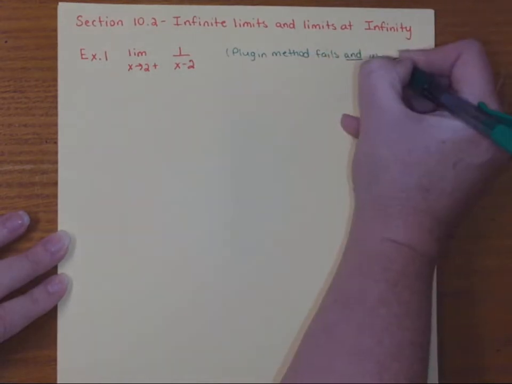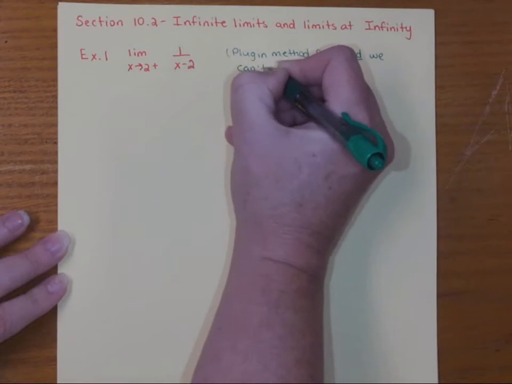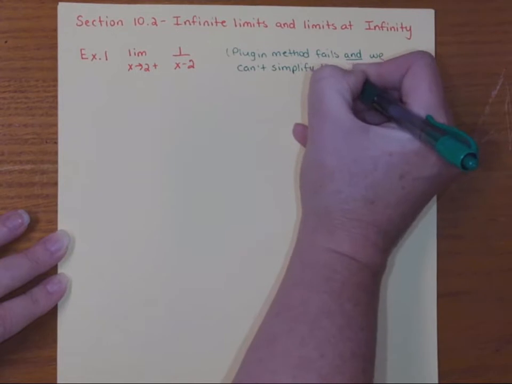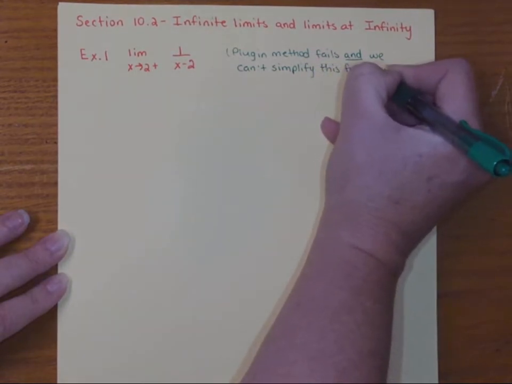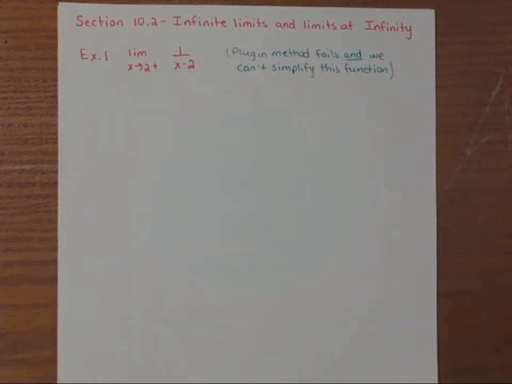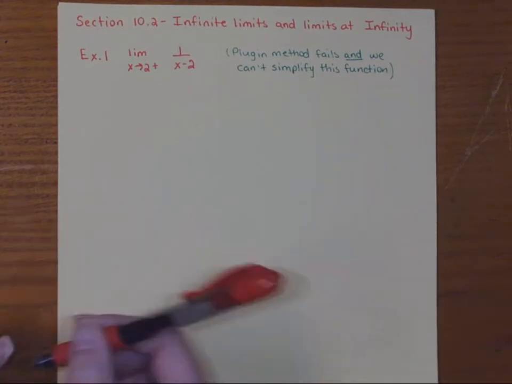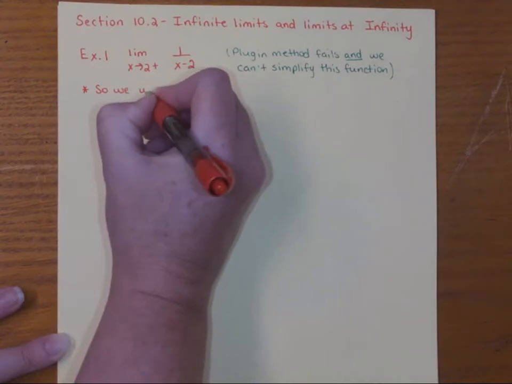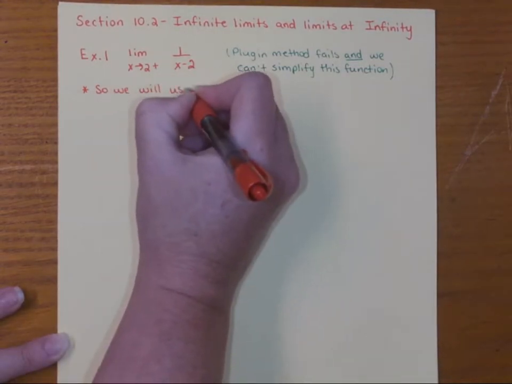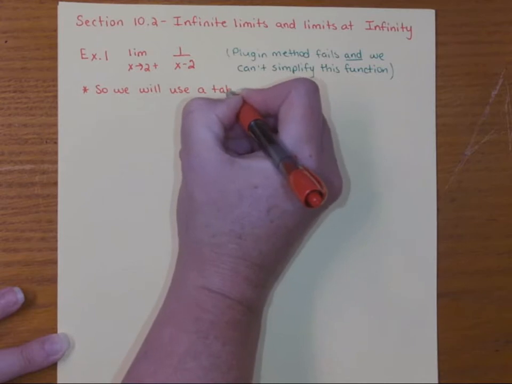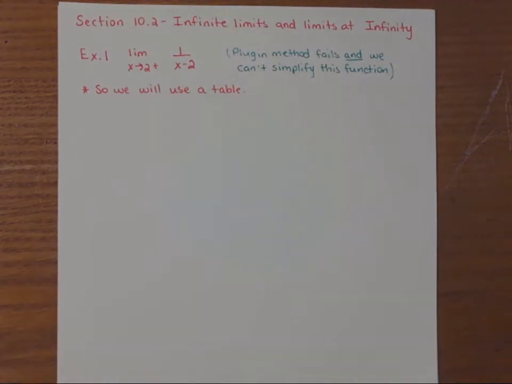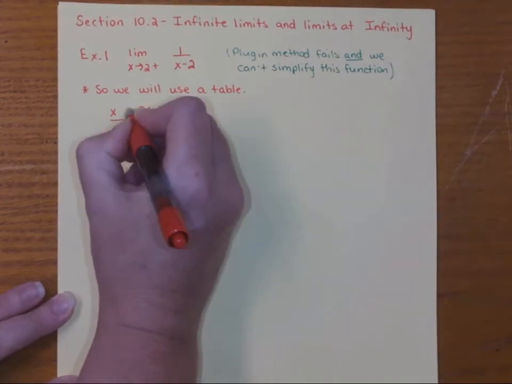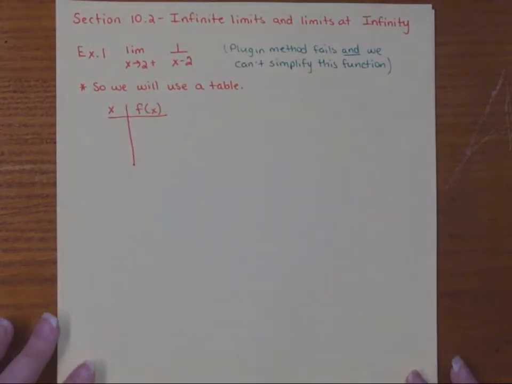And also notice we can't simplify this function at all. In other words, 1 over x minus 2 doesn't simplify. And so I know this probably wasn't your favorite method from last time, but remember we had a third way when both of the methods failed, when the plug-in method didn't work and simplifying wouldn't work, we used a table. And so I showed you one of those last time, but here's a problem where you actually would have to use a table.